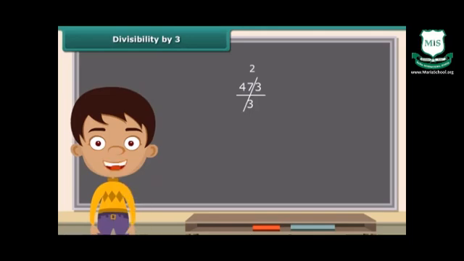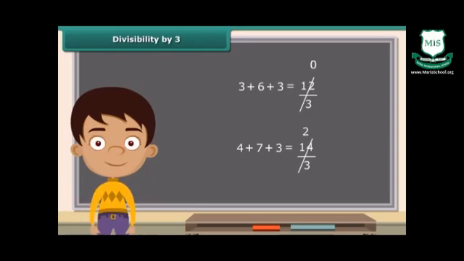Quite clearly, the rules for checking divisibility by 3 are different. To verify whether a number is divisible by 3, add up the digits of the number. For example, to check if 363 is divisible by 3, we add 3, 6 and 3. We get 12, and 12 is divisible by 3. Add the digits of the number 473. The sum is 14. 14 is not divisible by 3.